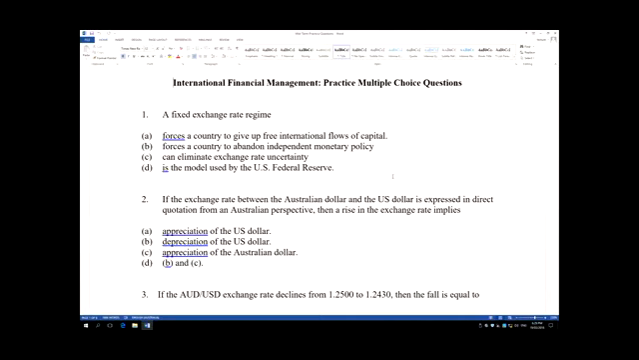Is it A or B? A. Yep. So a rise in exchange rate means that you're going to get more Australian dollars for $1 US, which means that the US dollar has appreciated. So it's going to be A. Good.